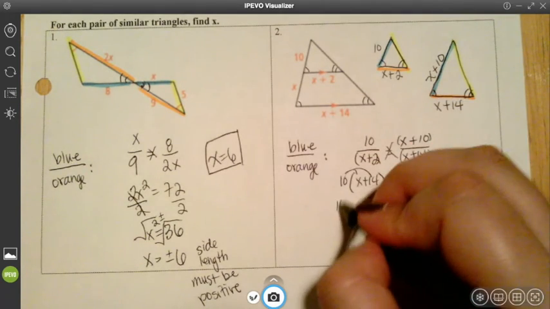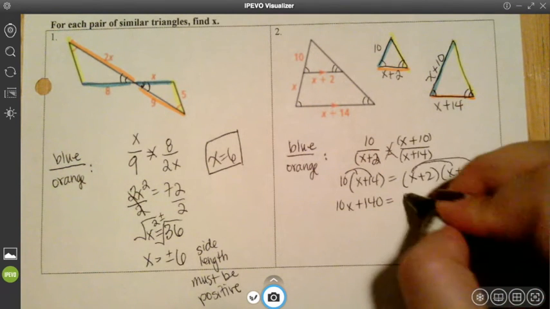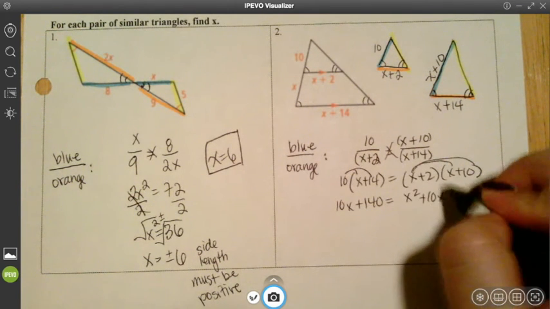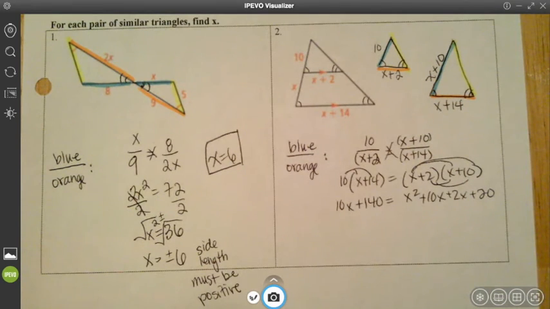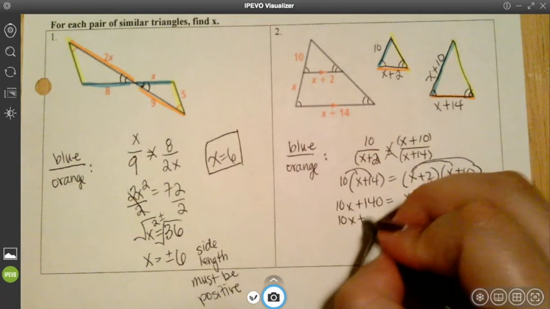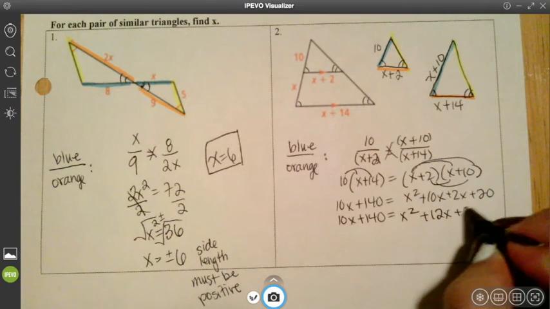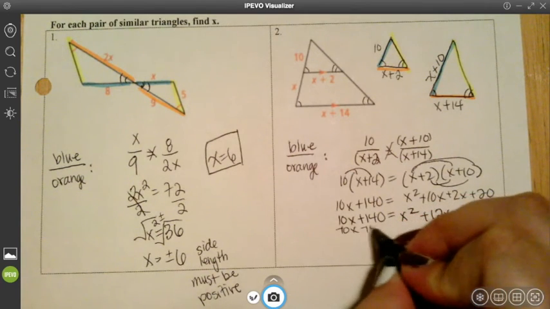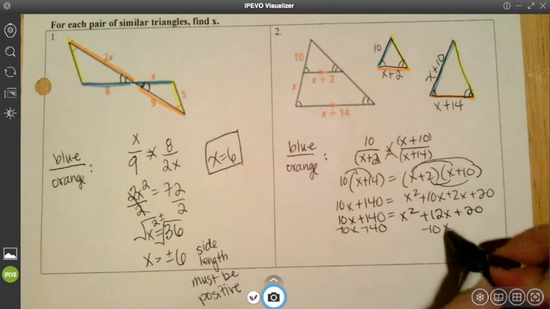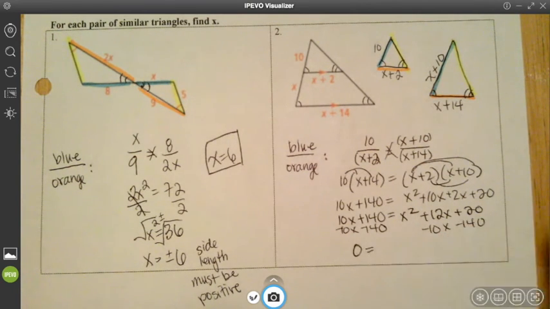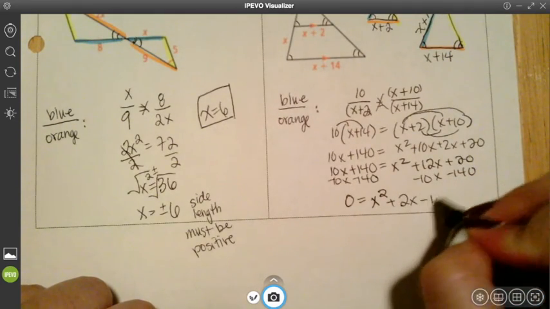Distribute. 10x plus 140 equals FOIL: x squared plus 10x plus 2x plus 20. Collect like terms. 10x plus 140 equals x squared plus 12x plus 20, minus 10x, minus 140. Why am I subtracting? Because I have that x squared. Minus 10x minus 140. 0 equals x squared plus 2x minus 120.